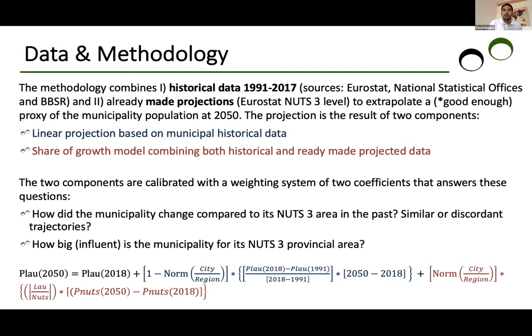So to understand and assign a greater importance to the projection at NUTS-3 level if the municipality is bigger, or on the other way around, to assign a greater role to the local linear data in case the municipality is very small compared to the area. So this is the formula without getting into too much detail. This allowed me to project the population of European municipalities, shrinking municipalities, to 2050.